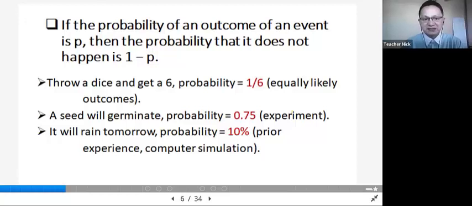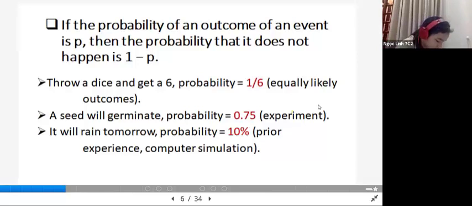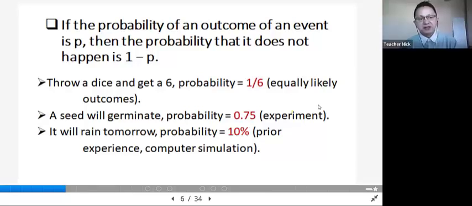When we say a seed will germinate, the probability of this seed germinating is 0.75. When you experiment, you will have 0.75 results. And then we say it will rain tomorrow. Today is like having cold weather, so maybe there is a 10% chance of rain tomorrow. So you can say it like that.